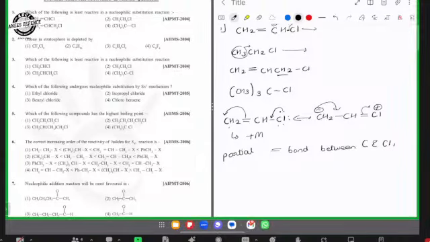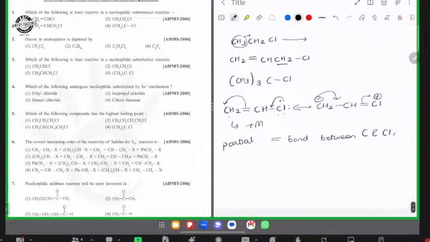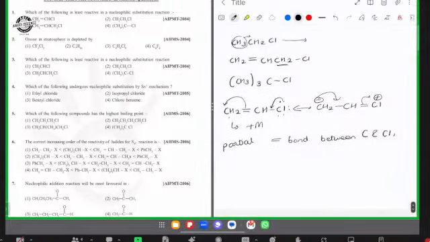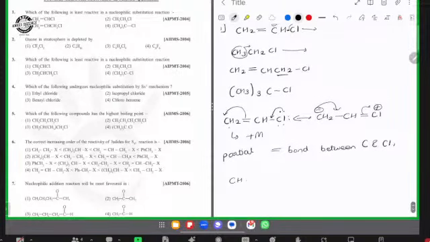What about the third option? When I draw this third structure, it becomes CH2=CH-CH2Cl. Now if I shift the double bond or lone pair over here, is there any double bond? No, there is no alternate double-single bond system. For resonance, you need an alternate single-double bond system.